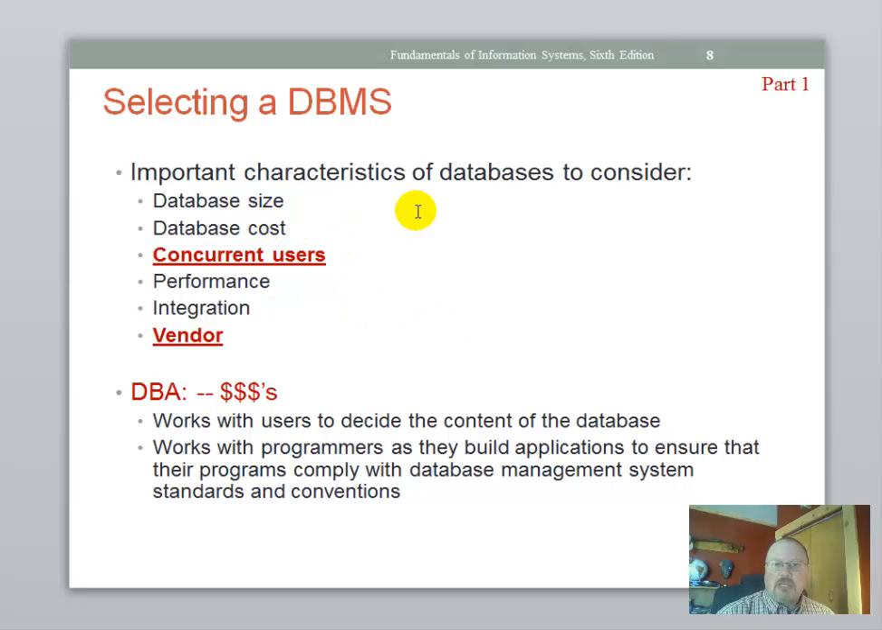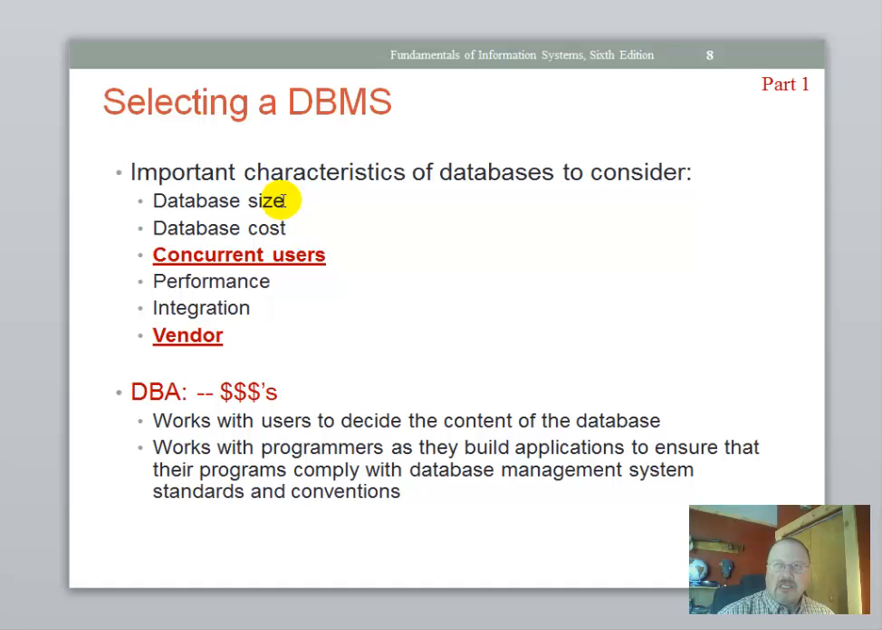Now, selecting the DBMS, there are some issues here. Important characteristics of a DBMS or database to consider: the database size. If you have a little business, just a mom and pop shop, probably Access is just fine. That's the software that you'll use for your project. The database cost, again, if you're a mom and pop shop, you want something as least expensive as possible, maybe even free.